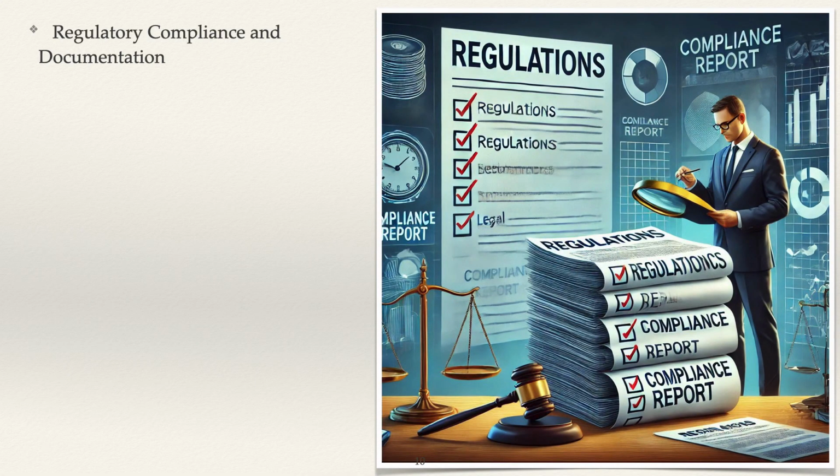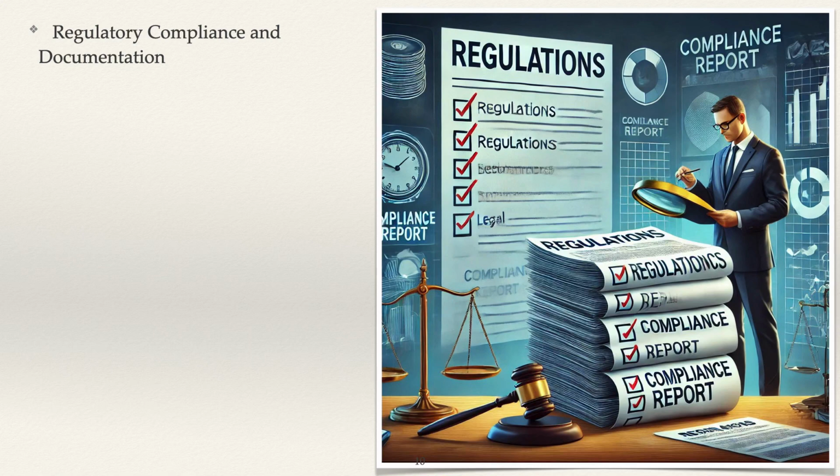Four, regulatory compliance and documentation. A. Compliance with local building codes. Transmission line construction must adhere to local building codes, safety standards, and industry regulations. The contractor ensures that all activities, from foundation work to tower erection, follow these standards. B. Health and safety permits. Construction projects require compliance with health and safety regulations to protect workers and the public. The contractor may need permits related to occupational safety, hazardous materials handling, and construction site safety.